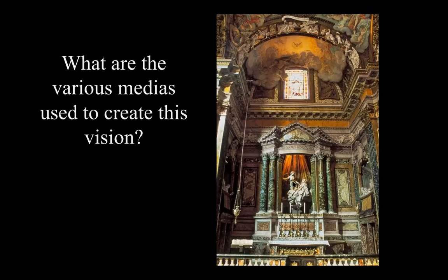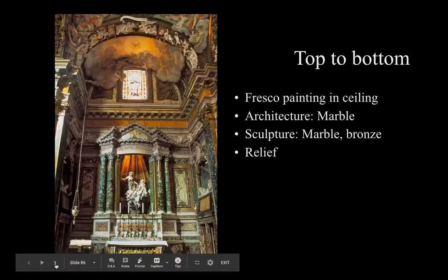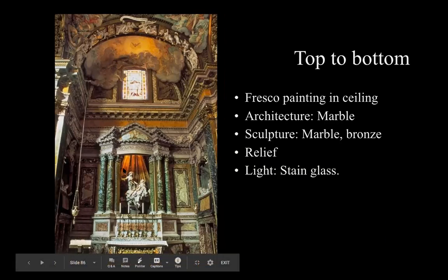And then of course, what's this? In the very center, made out of marble. What's that? What would you classify that as? What kind of art form? We have a sculpture, correct? Right? So we have sculpture, we've got architecture, we've got painting, and we even have stained glass, right? So we have a lot of different media to create that overall effect. So when it comes to sculpture, not only do we have marble, but we also have bronze behind it.